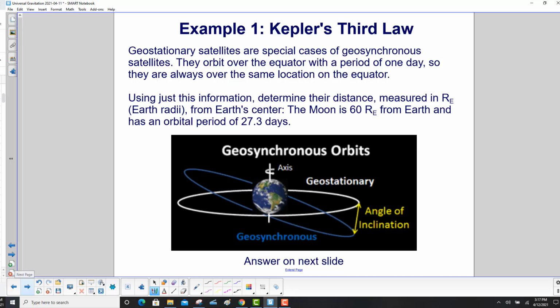Example 1 for Kepler's third law. Geostationary satellites are special cases of geosynchronous satellites. They orbit over the equator with a period of 1 day, so they are always over the same location on the equator. Using just this information, determine their distance, measured in r sub e, the radius of the Earth, from the Earth's center. Here's some information that will help. The Moon is 60 r sub e from Earth and has an orbital period of 27.3 days. The answer will be on the next slide.